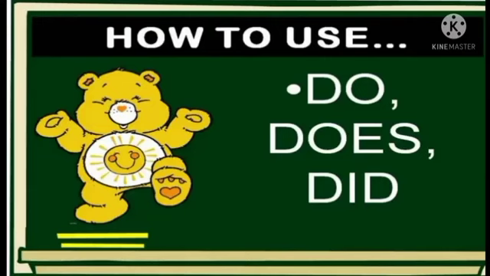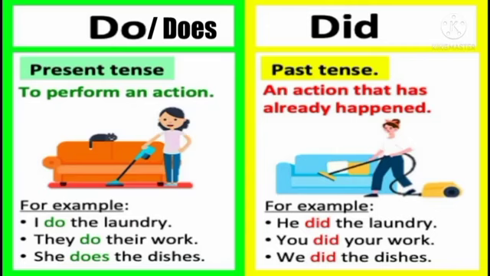Do, does, did. How to use do, does, did in a sentence. Before going to that, you should know what is do, does, and did. Do and does are used in present tense, that is to perform an action. For example, I do the laundry. They do their work. She does the dishes.